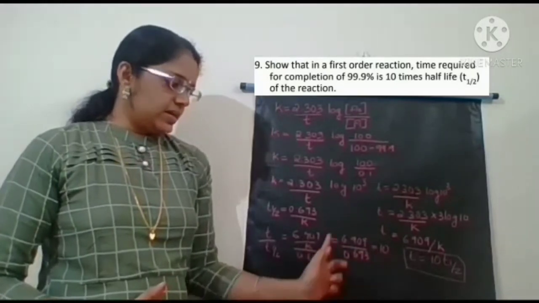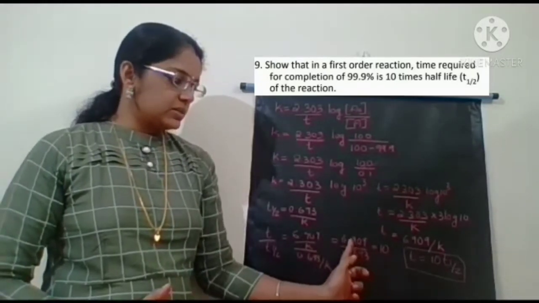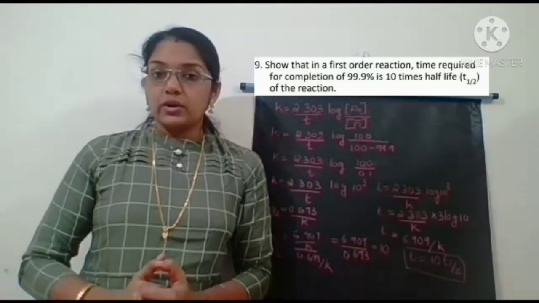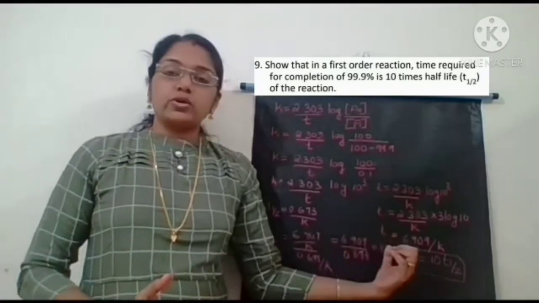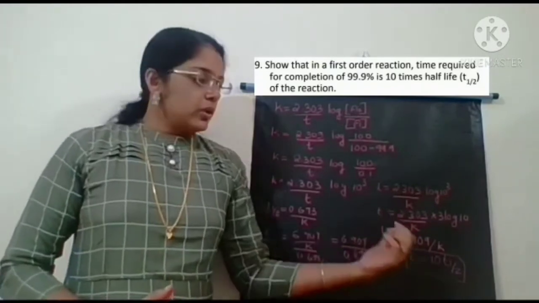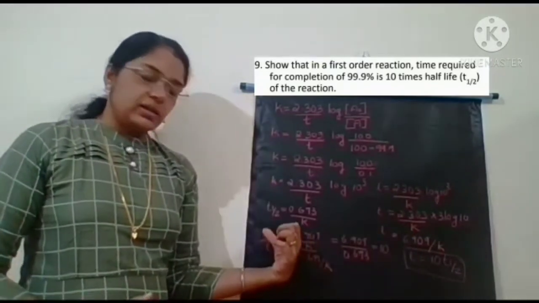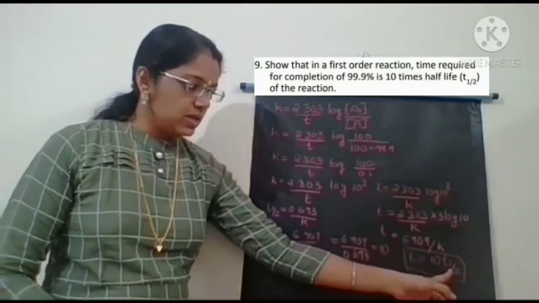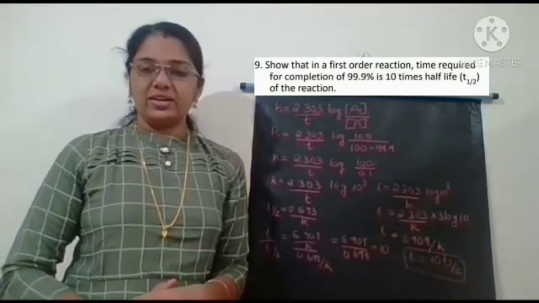So the rate constant gets cancelled. So altogether we will get 6.909 divided by 0.693. 6.909 divided by 0.693 is approximately equal to 10. So hence it is proved that T for 99.9% completion is equal to 10 times the half-life of the first order reaction.